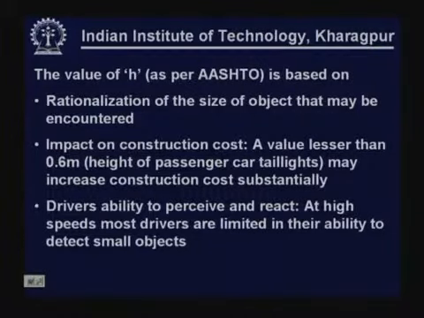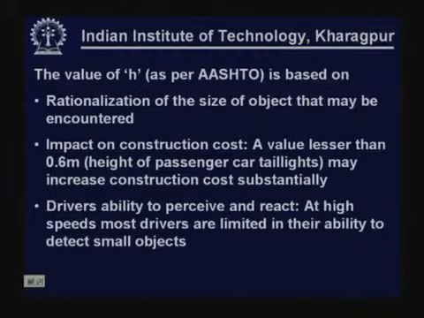Number 2, impact on construction cost. As I indicated earlier, if we consider lesser object height, the requirement of sight distance will be more. So, obviously, to provide better standard, maybe a flatter curve will be required. So, the construction cost will go up. So, there is a possibility that a value lesser than 0.6 meter may increase construction cost substantially.